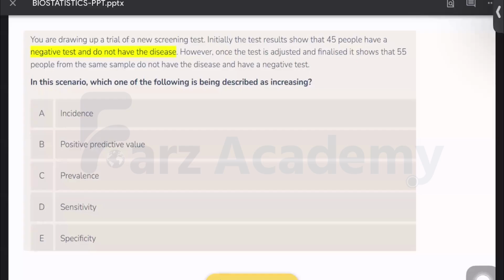"45 people have a negative test and do not have the disease." Unlike in the previous question where D-dimer was telling unlikely to have the disease, now somebody had told this answer previously. So do not fall into the trap of this language. Here they are saying for sure they will not have the disease if the test is negative. That means true negatives. In which formula do you use true negatives? Specificity. Very good. So the answer is specificity.